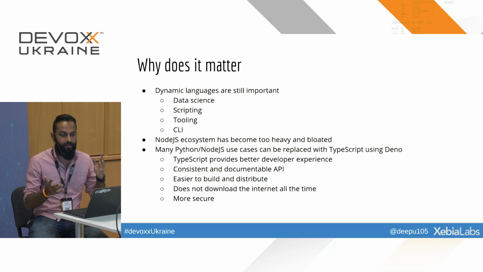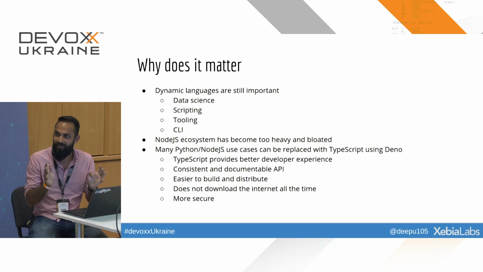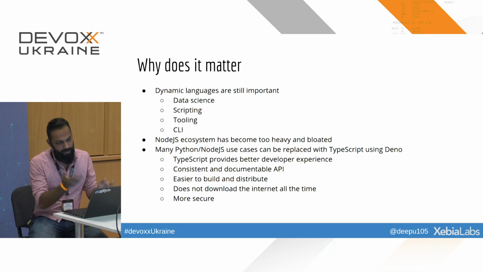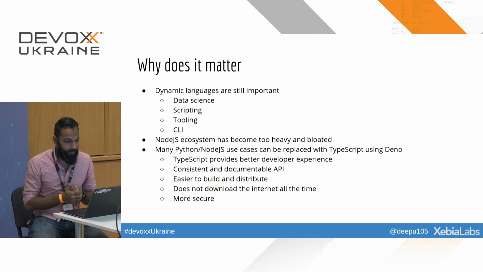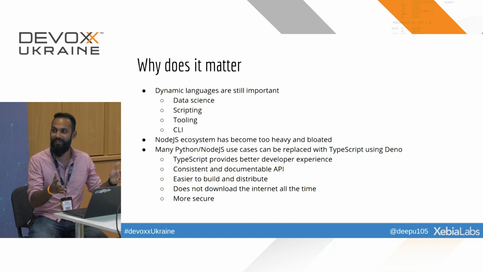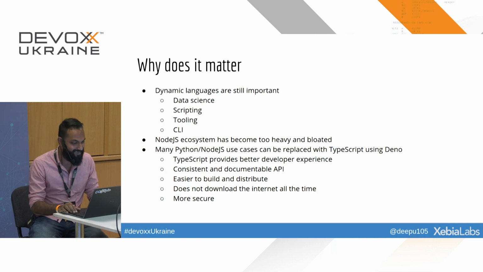So many Python and Node.js kind of use cases can be replaced with TypeScript using Deno, because again, TypeScript is a much easier language to start with, probably, or at least for me, than Python. Maybe for many other Java developers as well, because TypeScript is more similar to Java than others, right? So yeah, then again, better API, better developer experience, easier to build and distribute, secure, does not download the internet all the time. So maybe better for the environment as well. All those node_modules, imagine all those node_modules being downloaded at this moment. So many gigabytes of data being downloaded this moment.